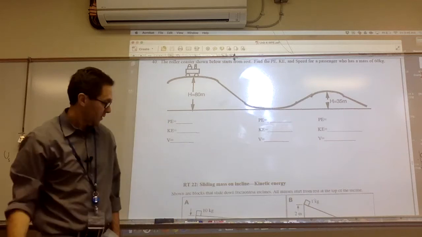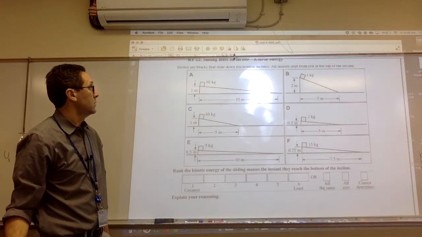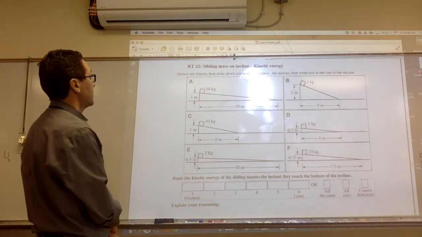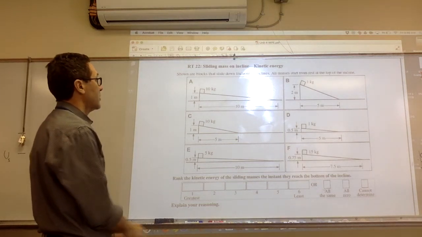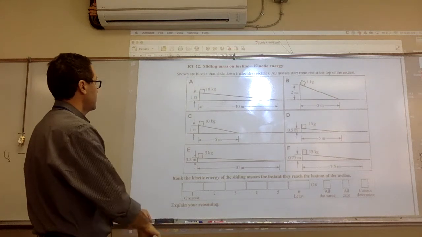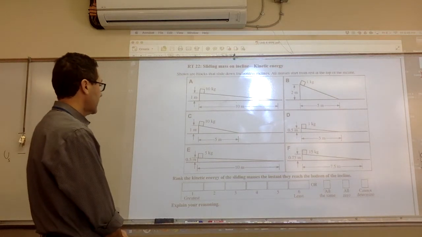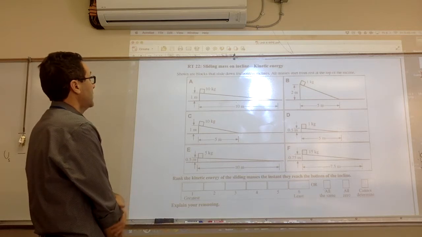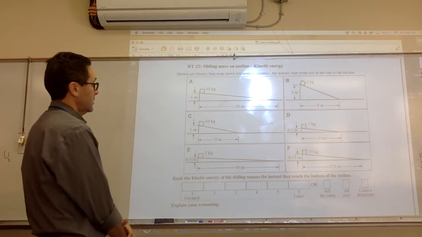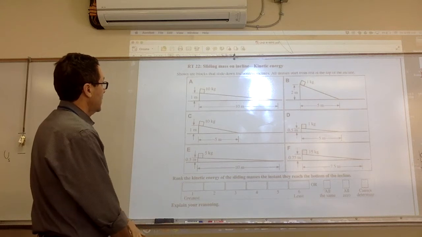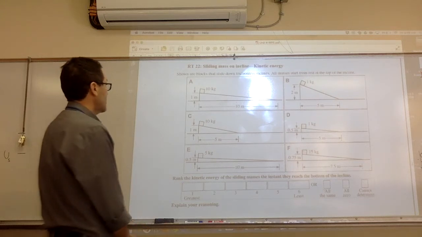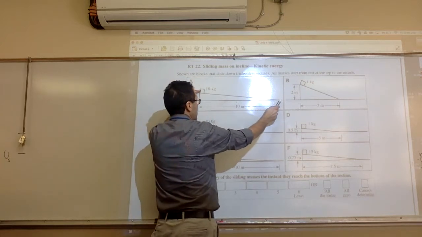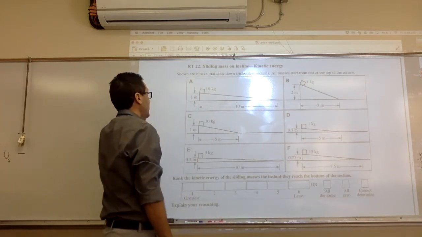Okay. Let's look at this RT22. Shown are blocks that slide down frictionless inclines. All masses start from rest at the top of the incline. Rank the kinetic energy of the sliding masses the instant they reach the bottom of the incline. Now, this is frictionless, so there's no friction as they slide down the ramp. So whatever energy you have at the top of the ramp has to be equal to the energy you have at the bottom of the ramp.